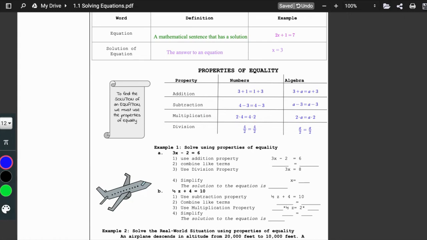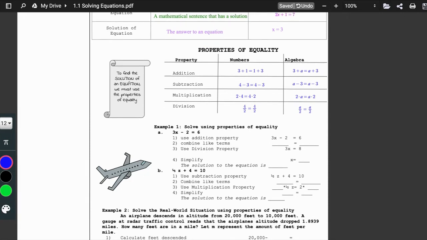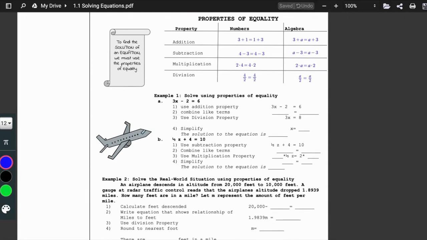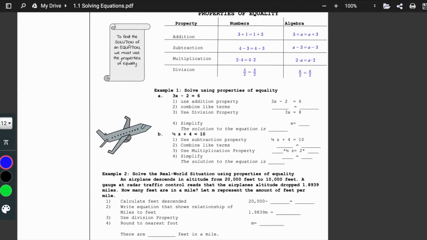So if you're using the addition property, you're adding to both sides. If you're using the subtraction property, you're subtracting from both sides. The key is that you are doing it to both sides because you're treating them equally. So let's go ahead and jump into an example. We're going to be solving using the properties of equality.